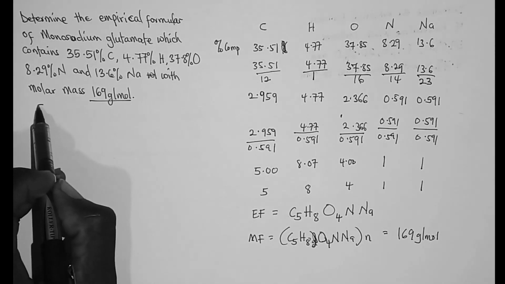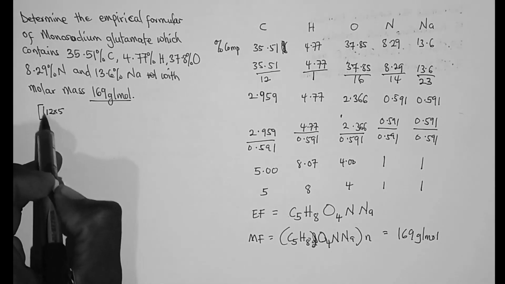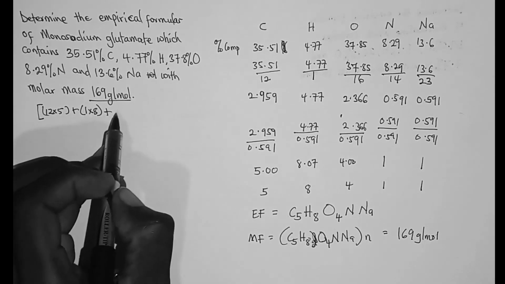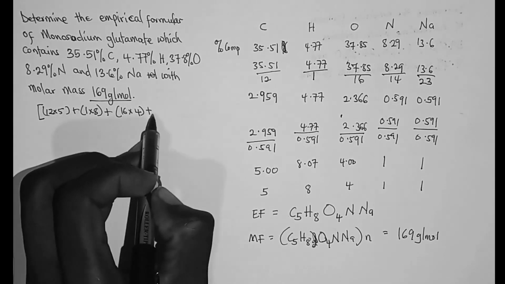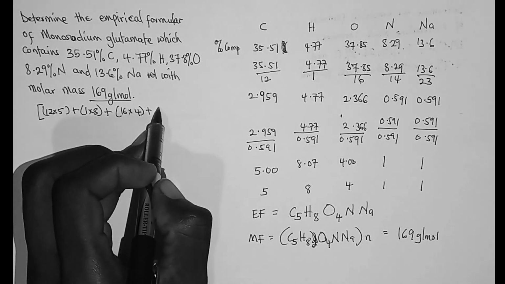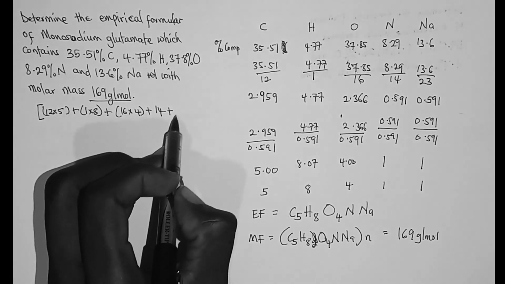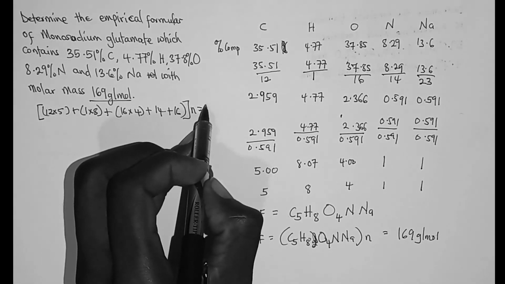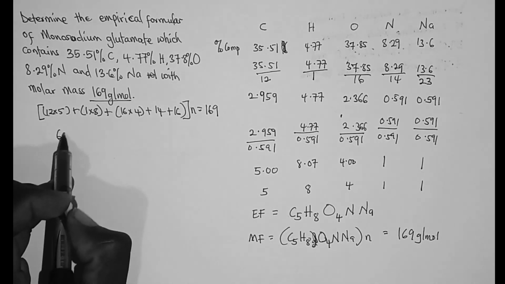So this is carbon is 12, so 12 times 5, then plus hydrogen is 1, which is 1 times 8, plus oxygen is 16, which is 16 times 4, plus nitrogen. Nitrogen is 14. So here's 14 plus sodium. Sodium is 23. And all of this times N equals 169. So 12 times 5 is 60.